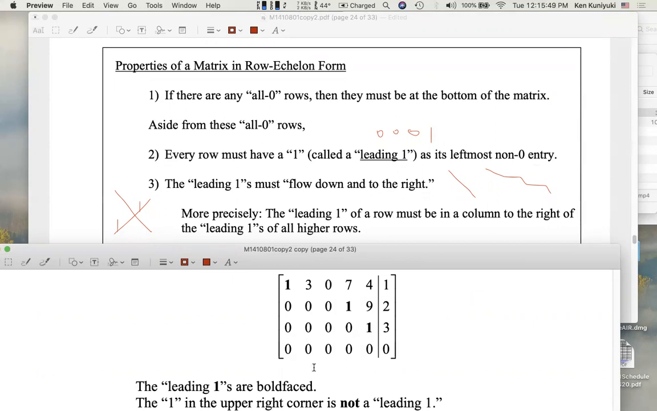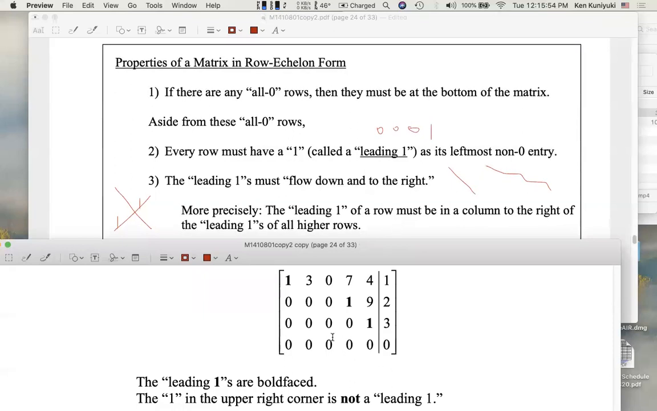Well, there is a row of all zeros, and it's sunk to the bottom. Again, you don't have to have an all zero row, but if you have any, they must be sunk to the bottom. The leading non-zero entries are all 1s. This is a leading 1. Bunch of zeros, leading 1. Bunch of zeros, leading 1. So the leading non-zero entries are 1s, and they generally go down and to the right.